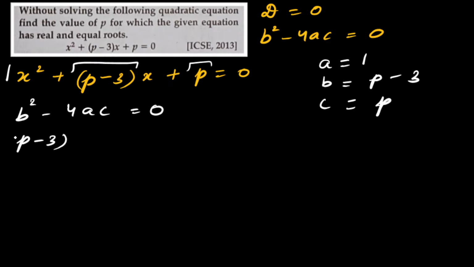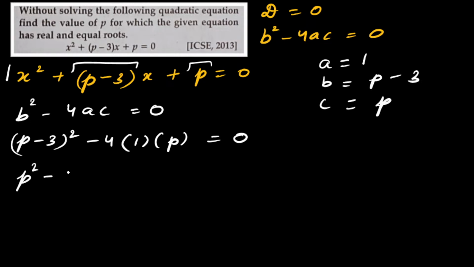So (p minus 3) whole square, b's value is p minus 3, (p minus 3) whole square minus 4 into a, which is 1, c is p, equals 0. Now here we have to use an identity for (p minus 3) whole square, the (a minus b) whole square identity. So a square minus 2ab, so you can use a square plus b square minus 2ab.